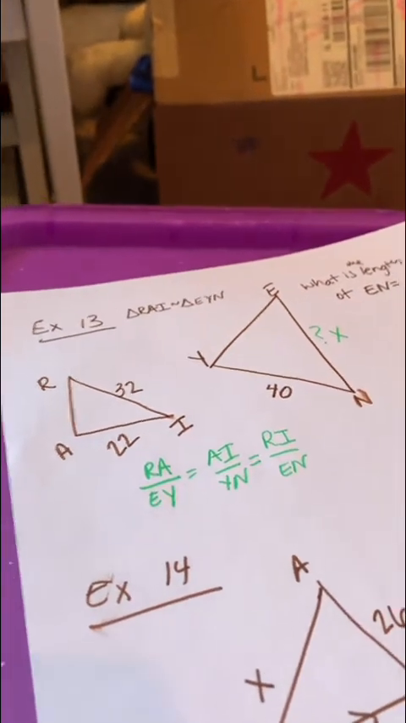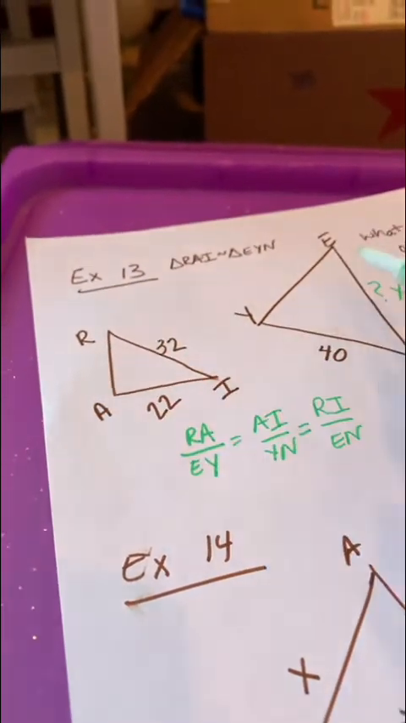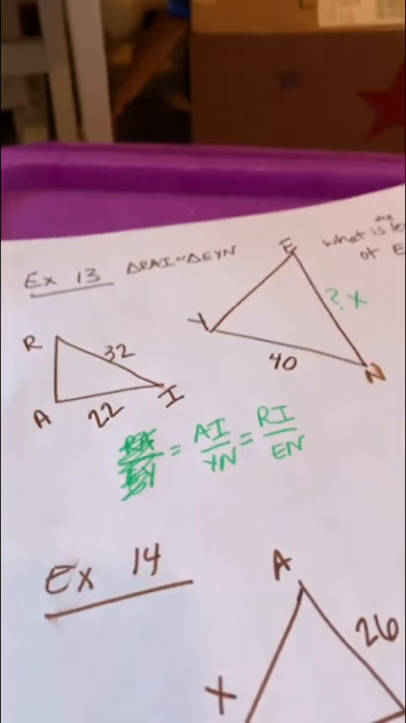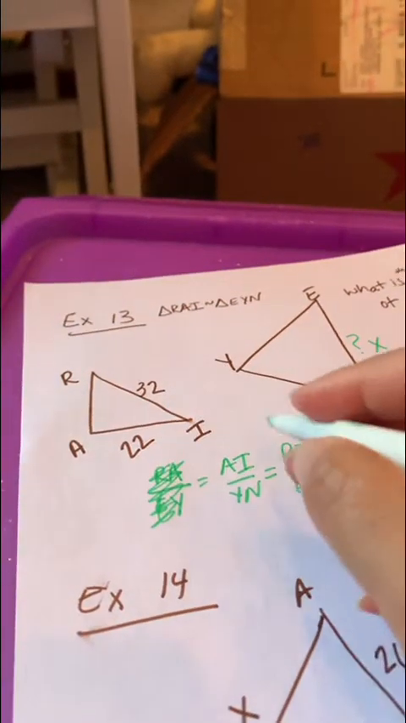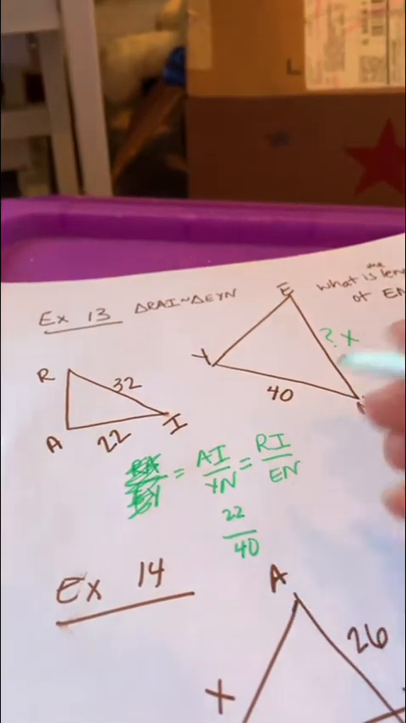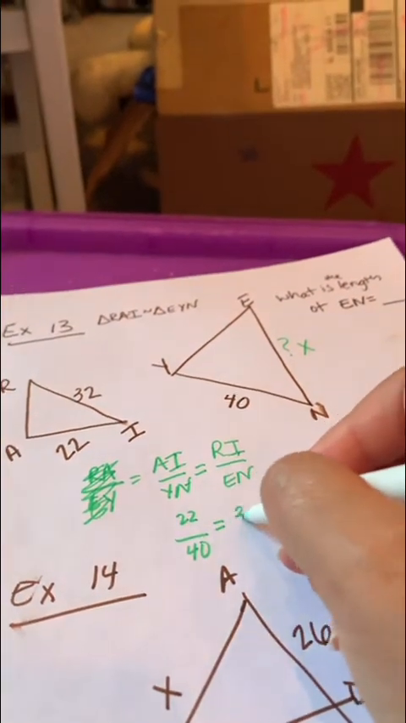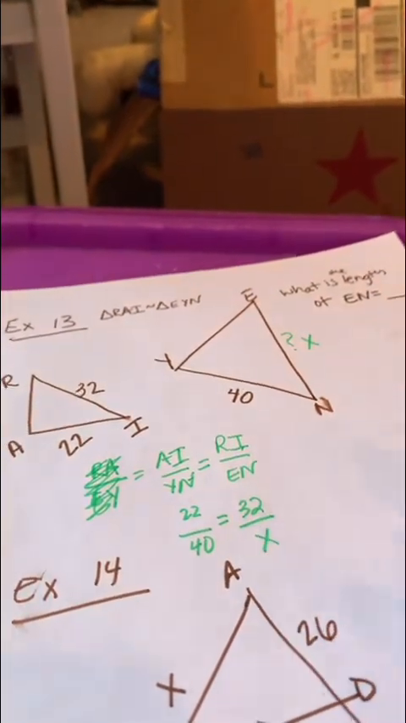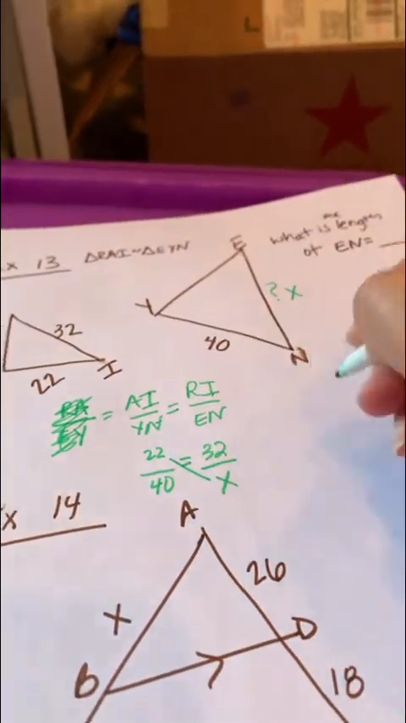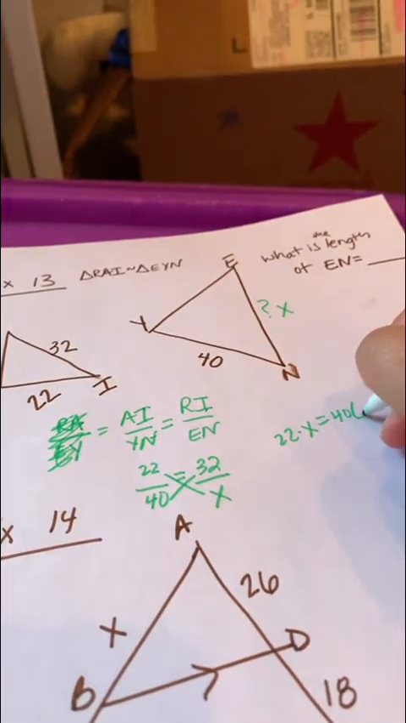All right, let's figure out where we have numbers. RA, blank, EY, blank, blank and blank. So that doesn't help us at all. I got rid of it. All right, AI here is 22. Compares with YN, that is 40. Okay, we got those two. RI is 32, and EN is what I'm trying to find out. Okay, great. We got some numbers here. Let's cross multiply. All right, so 22 times x, and then 40 times 32.